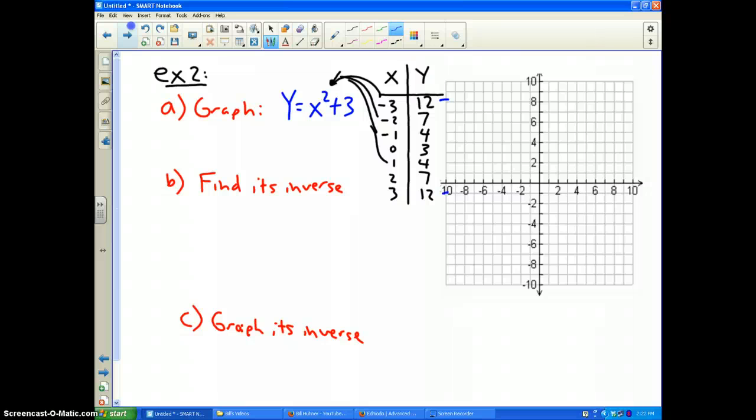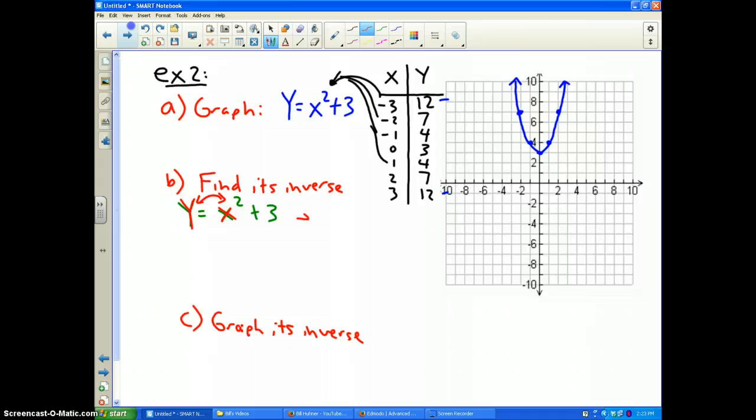-3, 12 and 3, 12 are off my chart, but -2, 7 is right there. -1, 4 is right there. 0, 3 is right there. 1, 4 is right there. And 2, 7 is right there. So if I graph this, you'll get your parabola, which we did in Unit 5. And there we go. Beautiful. All right, find its inverse. Well, the last slide told us if we're going to find its inverse, we need to take x and y and switch them.